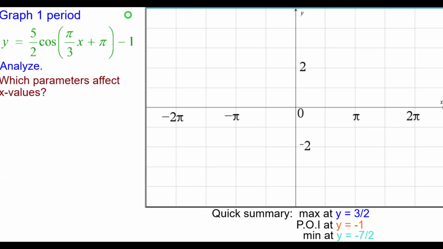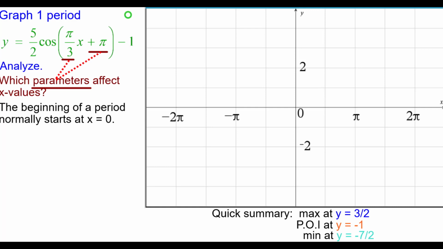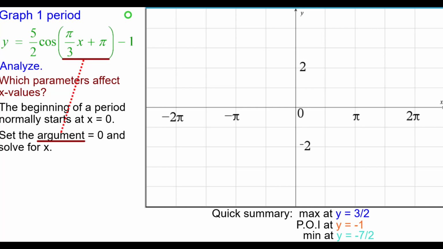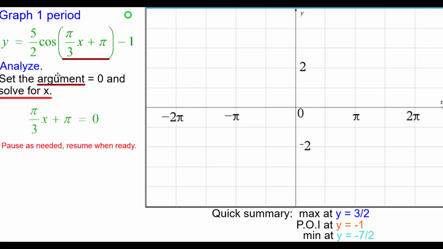Which parameters affect the x values? Those are the ones inside the argument. The beginning of a period normally starts when the argument is equal to 0. So we're going to set that argument equal to 0 and solve for x to see where this period starts. So pi over 3 times x plus pi equals 0. Solve that. Resume when you're ready.